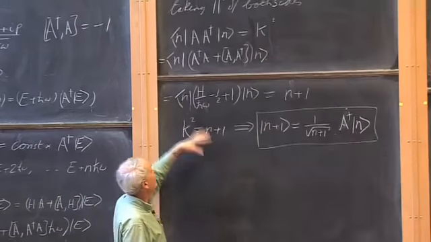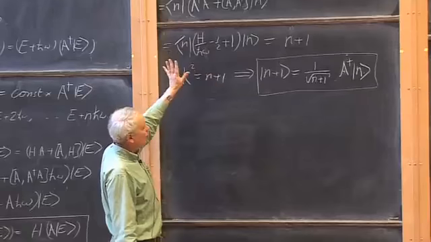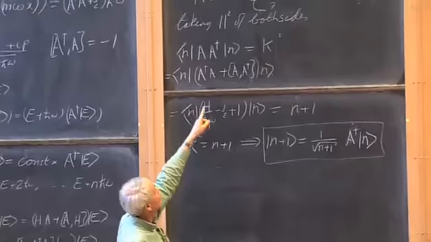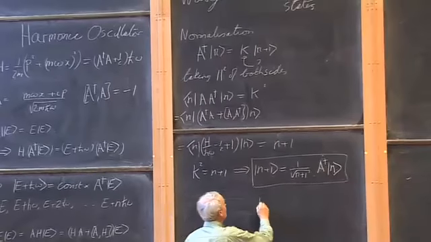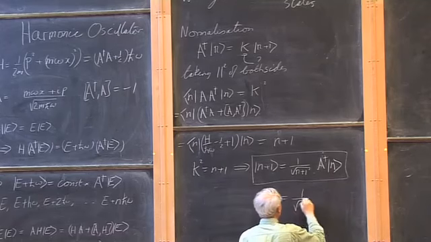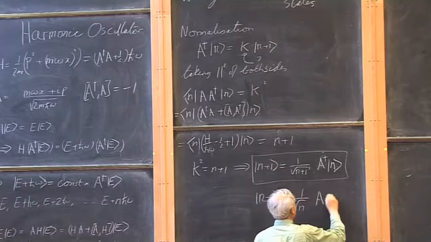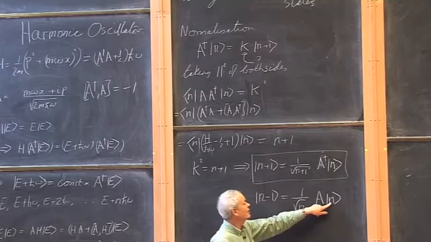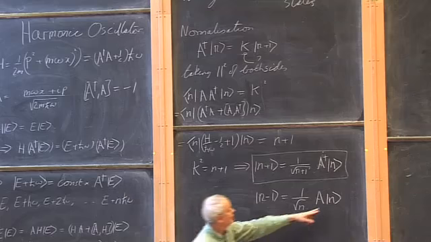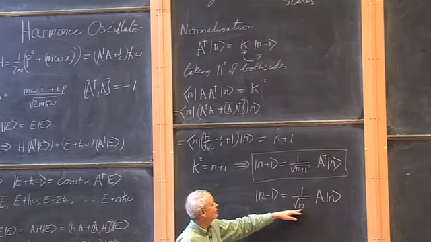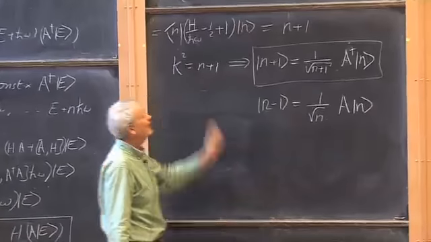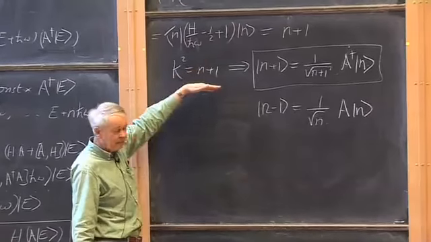If we would go through this rigmarole, the same logic using a on n being some other constant times n minus 1, we would find that n minus 1 is equal to 1 over the square root of n of a operating on n. We know that a operating on n is going to produce n minus 1. It depletes the energy by h bar omega and therefore reduces n by 1. The normalization constant turns out to be 1 over the square root of n. I would recommend you check that after the lecture. It's a precise repeat of this logic here.